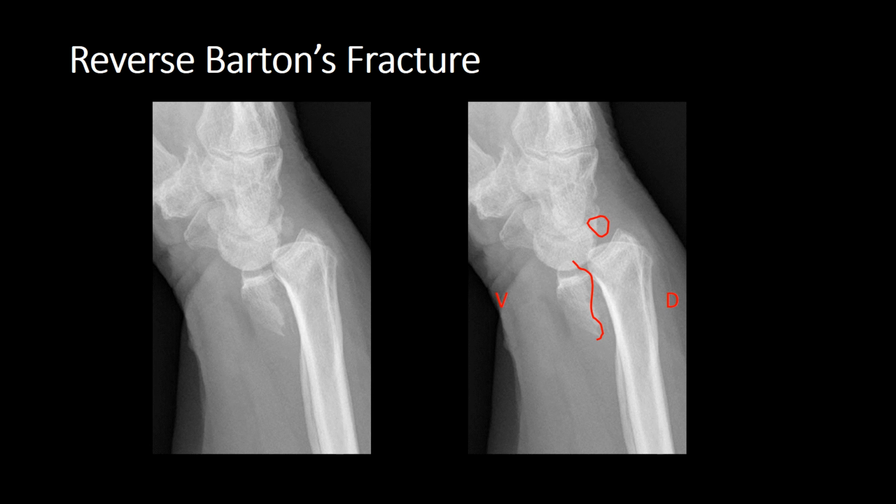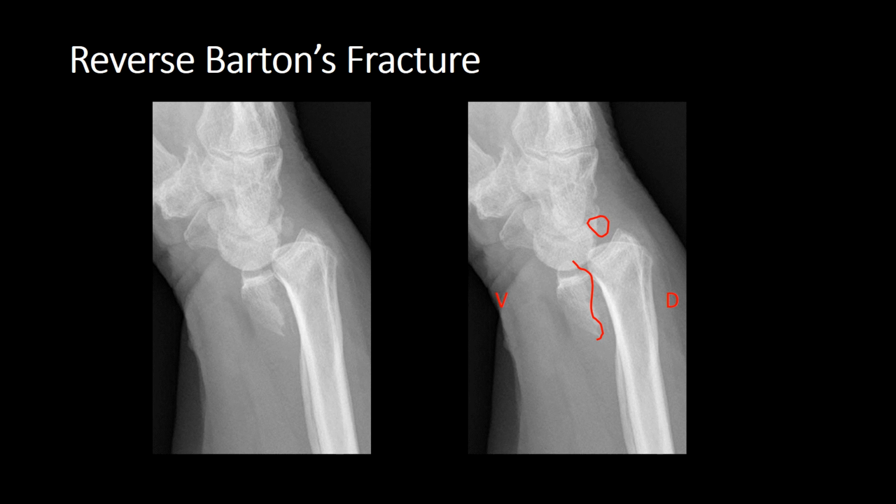Now, it can be really difficult to appreciate the ulnar styloid process or the head of ulnar on the lateral view, but we can actually quite clearly see the broken off fracture fragment of the ulnar styloid process. So do try to look at whether you can see the ulnar component on the lateral view. That's quite helpful.